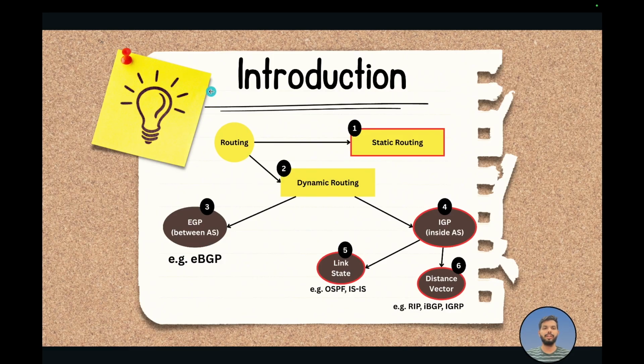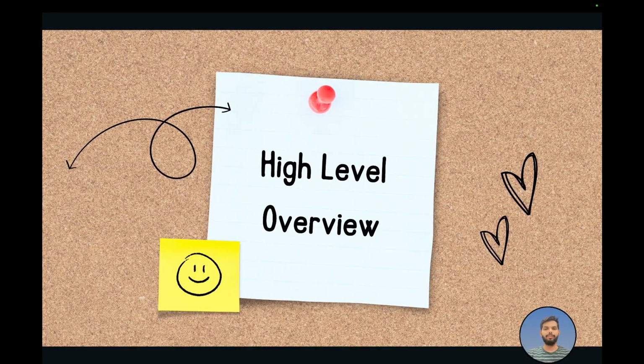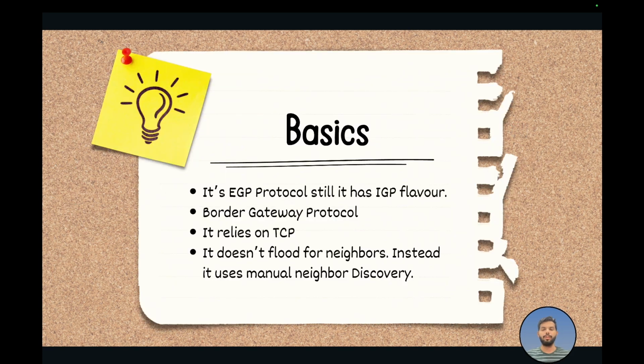Just to give you an idea about where all these protocols fall, this is the graph that you might refer to, and you can compare all the previous protocols that we have studied. Now let's start with the high level overview of BGP. There are two flavors, often referred to as eBGP and iBGP, and we'll see the difference between those. The full form of BGP is Border Gateway Protocol.